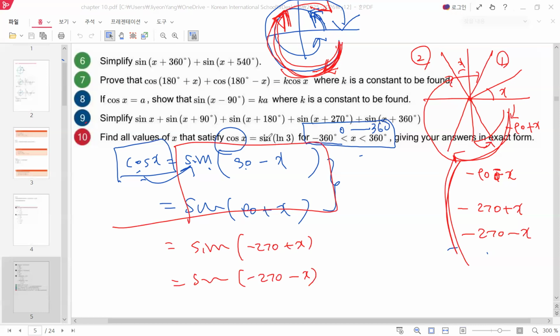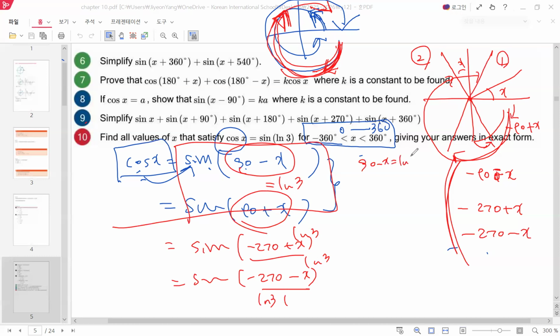And then they say that it's sine ln3. So it can be ln3, okay? So 90 minus x equals ln3. So x equals 90 degrees minus ln3. In this case, 90 plus x equals ln3. Therefore, x equals minus 9... Sorry. Students, please help me. Yeah, minus 90 degrees plus ln3, right?